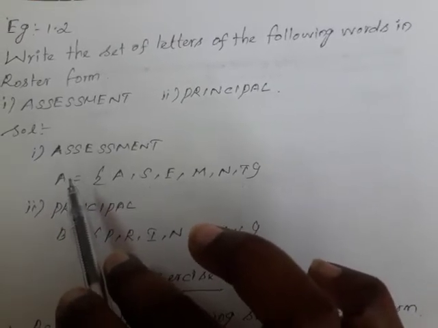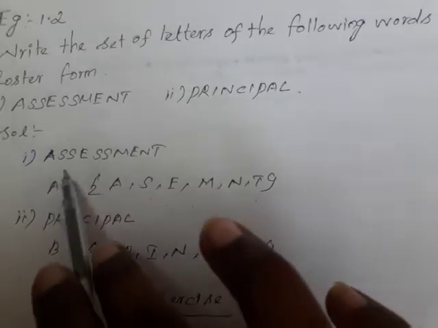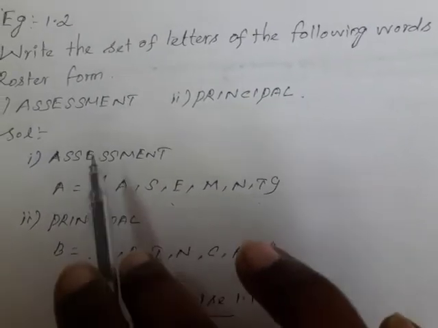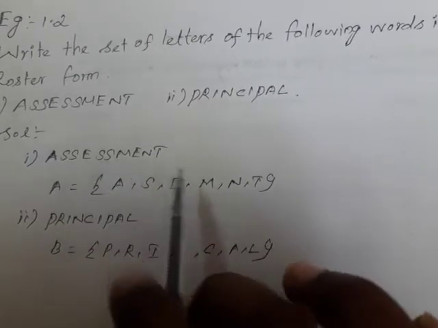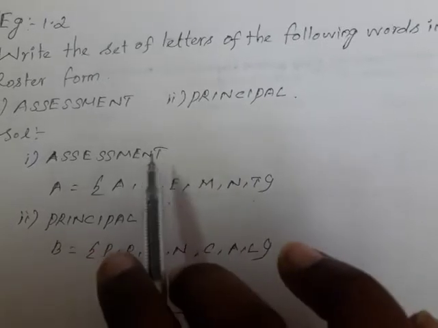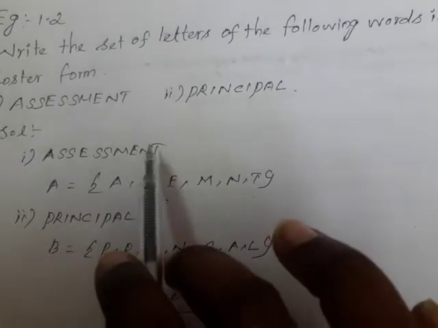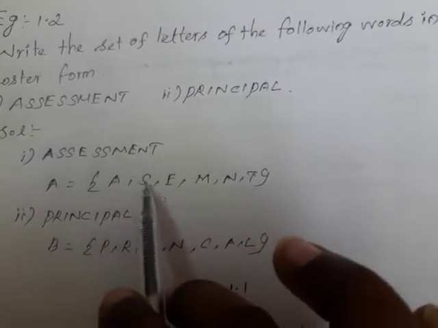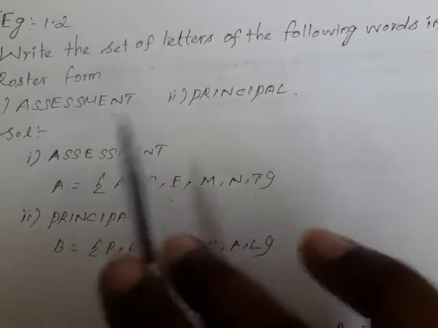I will give the name of the set A. So the next one, A, yes, we already wrote it, so no need to repeat it again. Next E. Here 2 S is there, no need to write again. Next M. E we already wrote, so no need to repeat again. N, T. So set A is equal to {A, S, E, M, N, T}. That is the roster form.